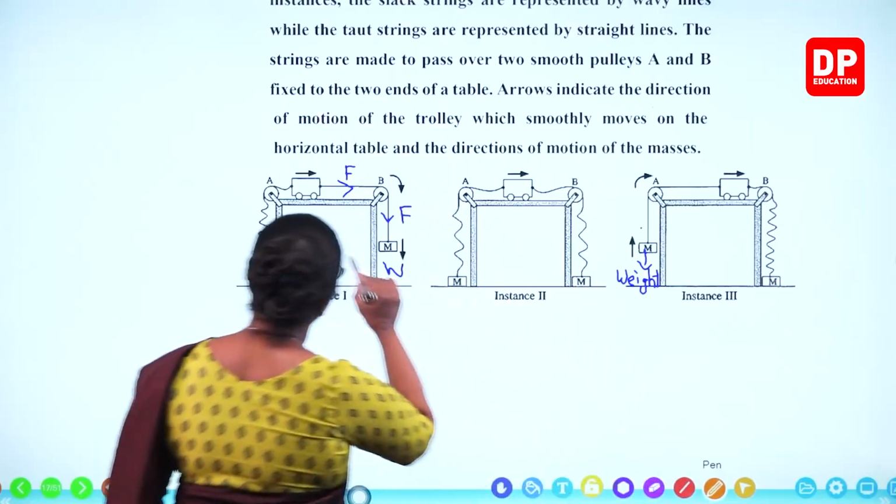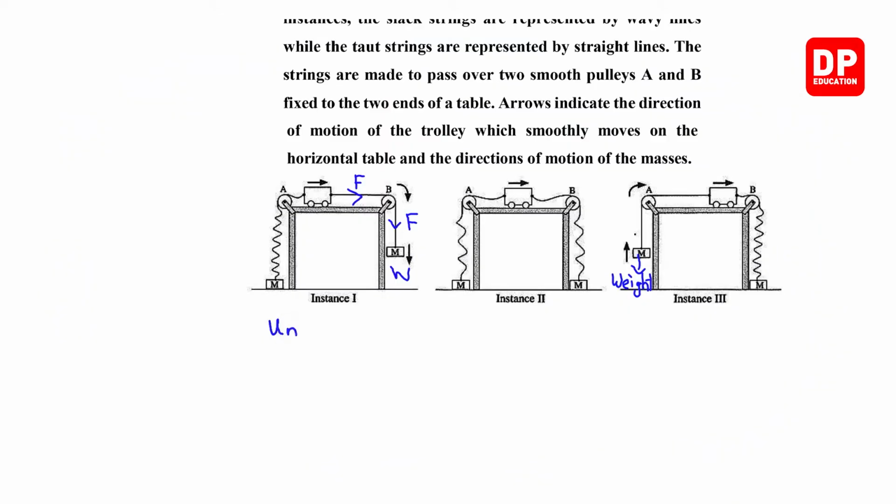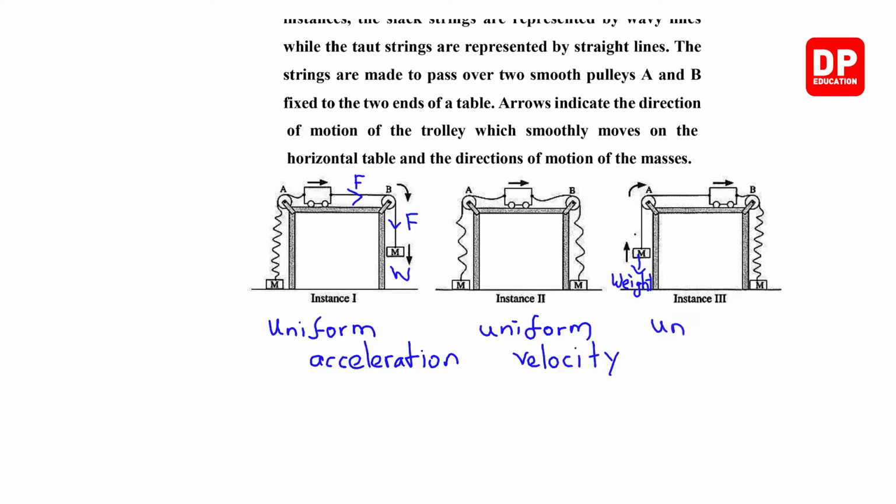Then here you can see this is going to be uniform acceleration, then uniform velocity, and here uniform deceleration.